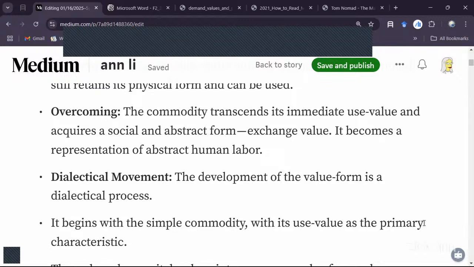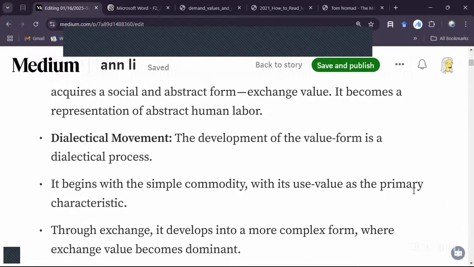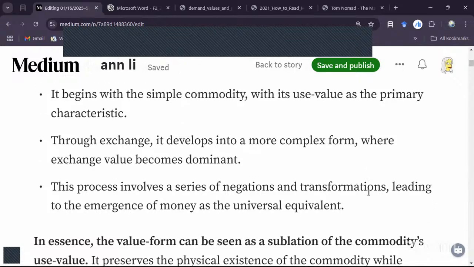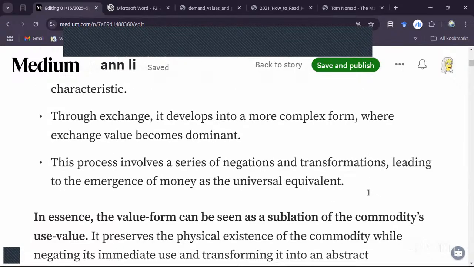Dialectical movement. The development of the value form is a dialectical process. It begins with a simple commodity with its use value as the primary characteristic. Through exchange, it develops into a more complex form where exchange value becomes dominant. This process involves a series of negations and transformations leading to the emergence of money as the universal equivalent. So essentially the path from chapters 1 through 4, or 1 through 3, is accomplished. So it's not that hard.